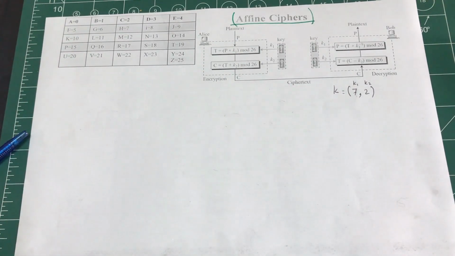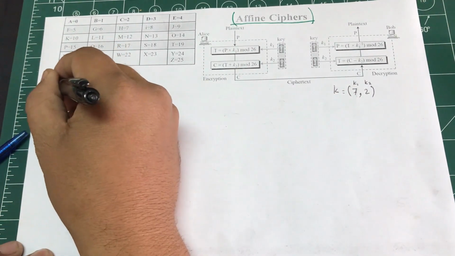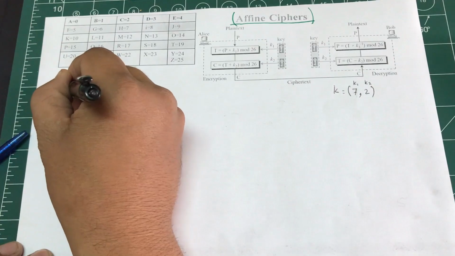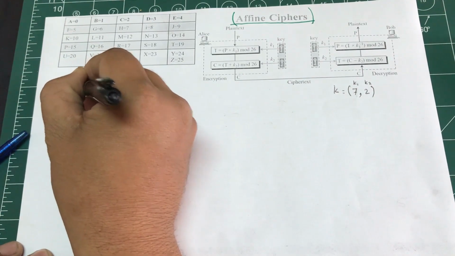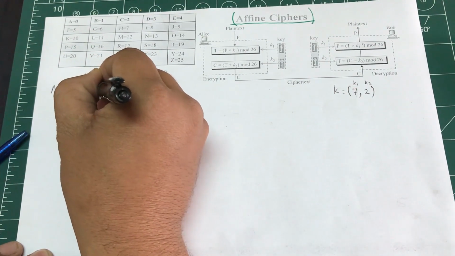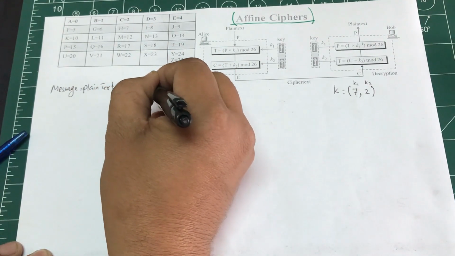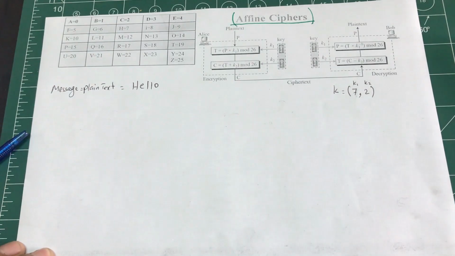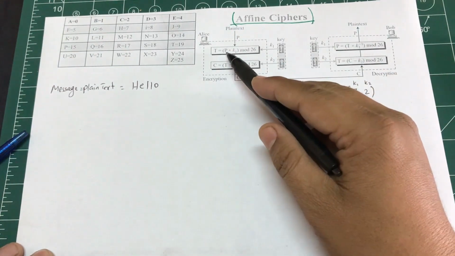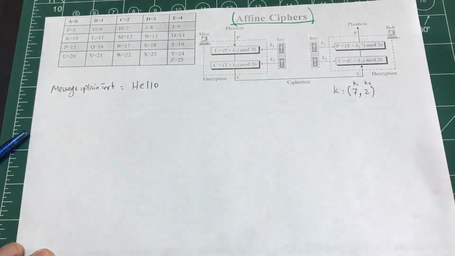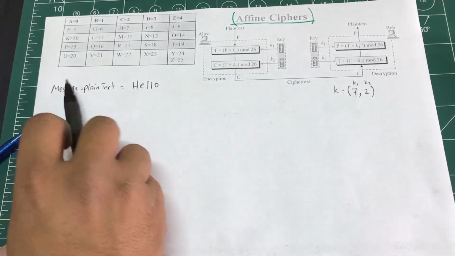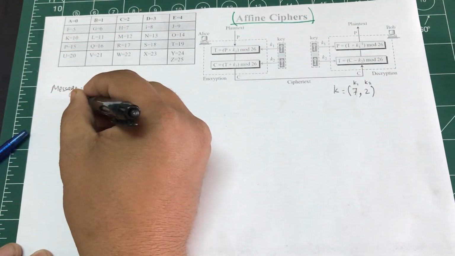So let's try to encrypt a message, and let's say our plain text message is hello. How do I encrypt that message? What is the first thing that I would do? I would look at my code book and see what each letter maps to. So here's my encryption process.